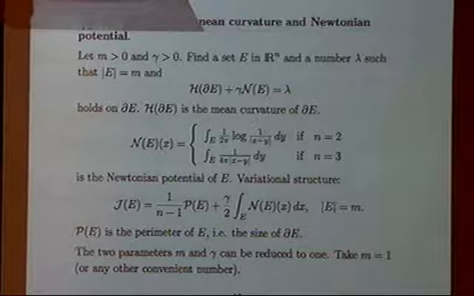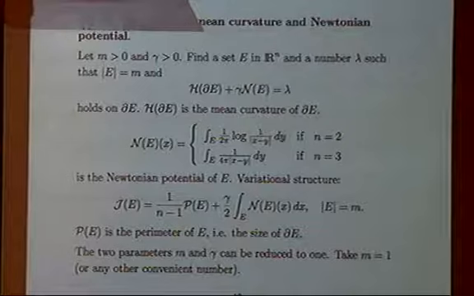So in 2 dimensions, the Newtonian potential is calculated by this formula, 1 over 2 pi log, and for n equal to 3, this is the Newtonian potential. So every time you have a set E, N of E is a function on R3. And then you look at this function now on the boundary of E, and you add it to the mean curvature of the boundary of E, and you hope that these two numbers add up to a constant throughout the boundary of E. So this is my problem of mean curvature and the Newtonian potential, or I call it the curvature potential problem.